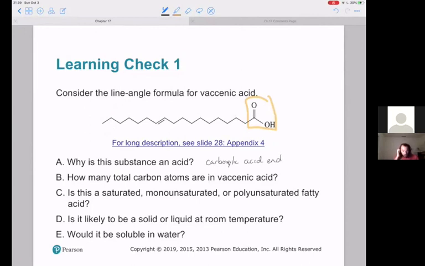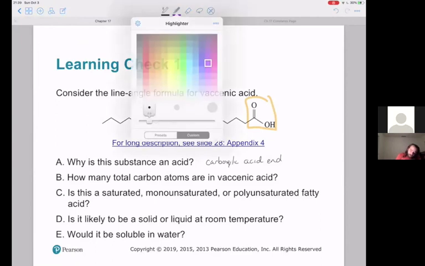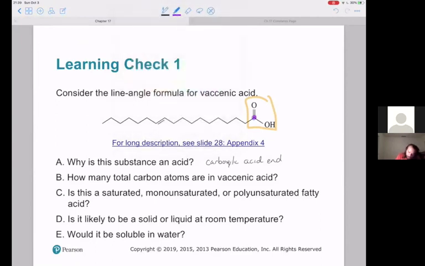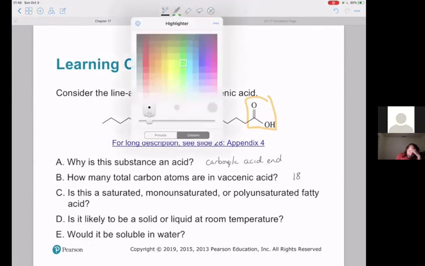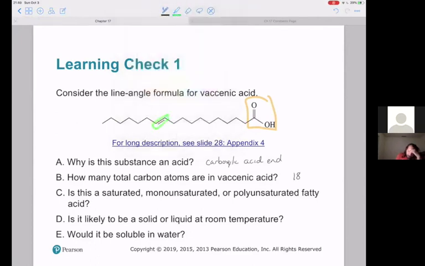How many total carbons are there? So let's make sure we know how to count carbons. We're going to include that carbonyl carbon: 1, 2, 3, 4, 5, 6, 7, 8, 9, 10, 11, 12, 13, 14, 15, 16, 17, 18. Is it saturated, monounsaturated, or polyunsaturated? We can see that there is a single double bond right here, so this would make it monounsaturated. And because it's unsaturated, we're going to expect it to be a liquid at room temperature.